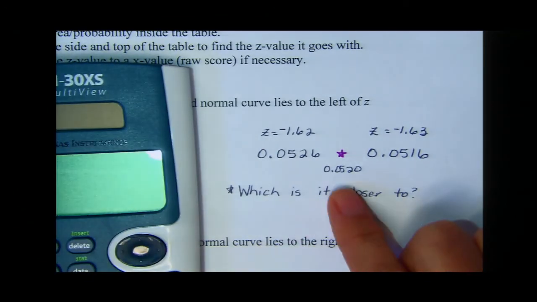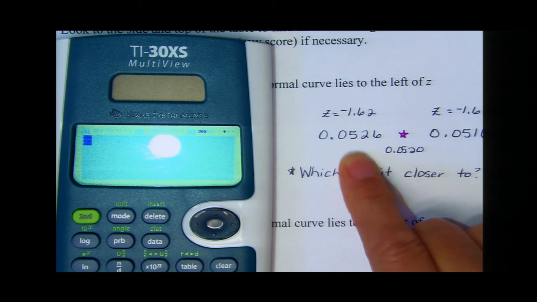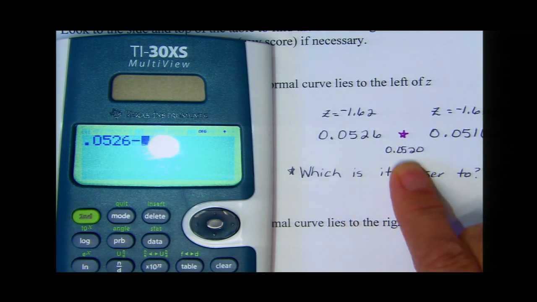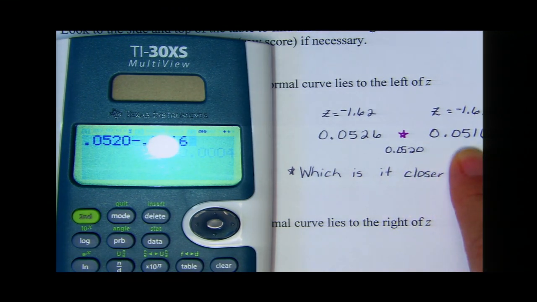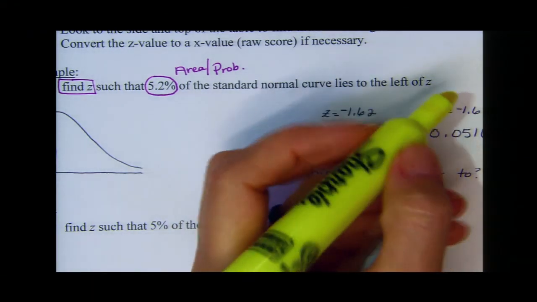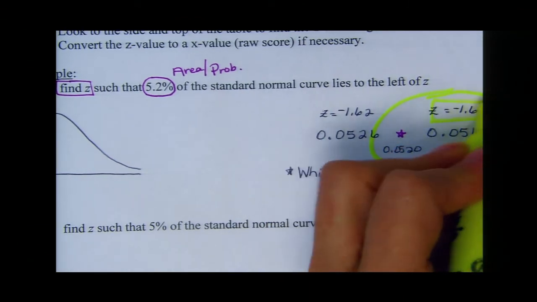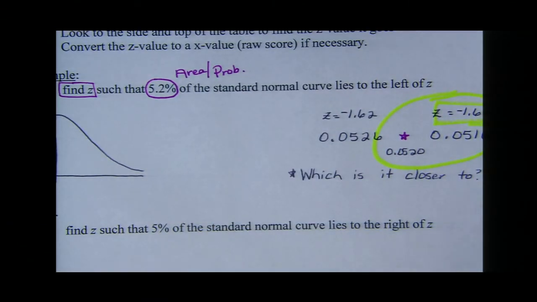So I would just take my calculator, but just so people will understand what I'm doing, I'm going to take 0.0526 minus 0.0520, and it has a difference of 0.0006. Then I'm going to take 0.0520 minus 0.0516, and it has a difference of 0.0004, which tells me then that it is closer to this one. So this is going to be the z-value that we use.